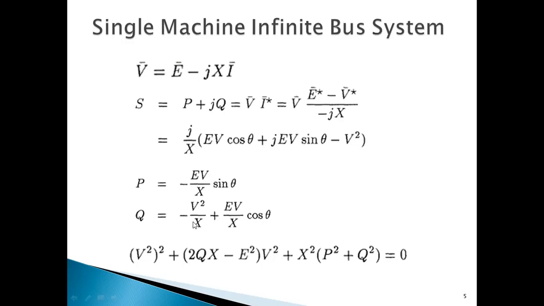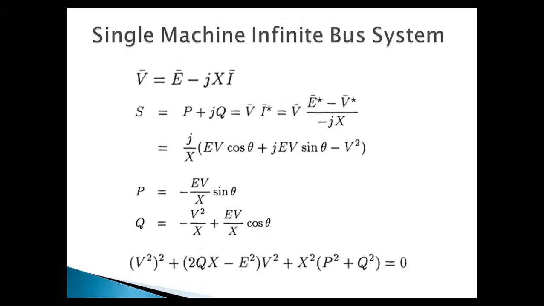Now we are trying to solve this equation. After appropriate steps, we get V square, the whole square, plus (2QX minus E square) into V square, plus X square into (P square plus Q square) is equal to 0. Now this is a second order equation in terms of V square. Let us assume x is nothing but V square. So we can write it like this. Our objective is to solve this equation. What is the solution?